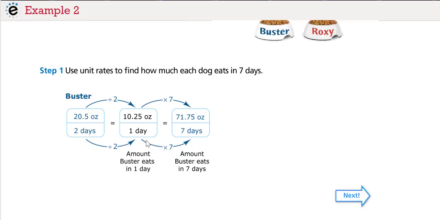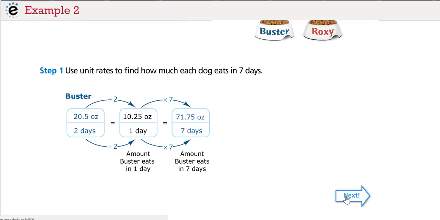The next step tells us that now we need to figure out how to do this for 7 days. So we take our unit rate, which we've just discovered, and we multiply it by 7, top and bottom, so that our fraction or ratio stays equivalent. And we come away with this: 71.75 ounces in 7 days.